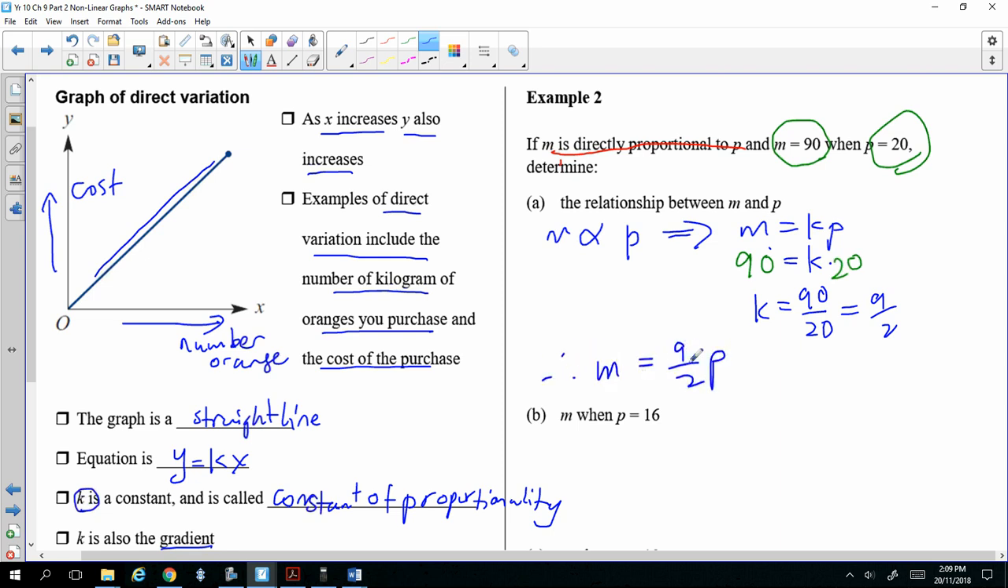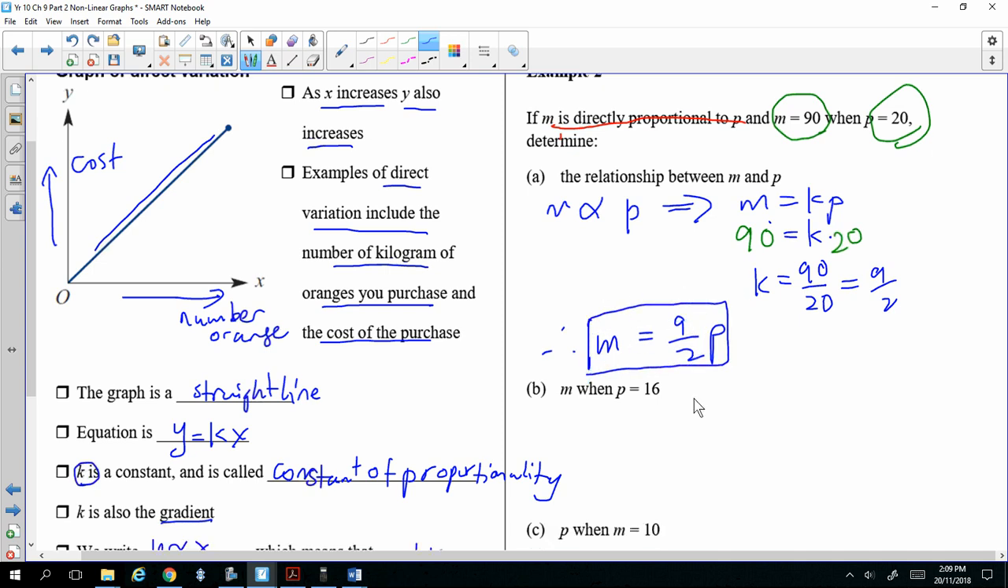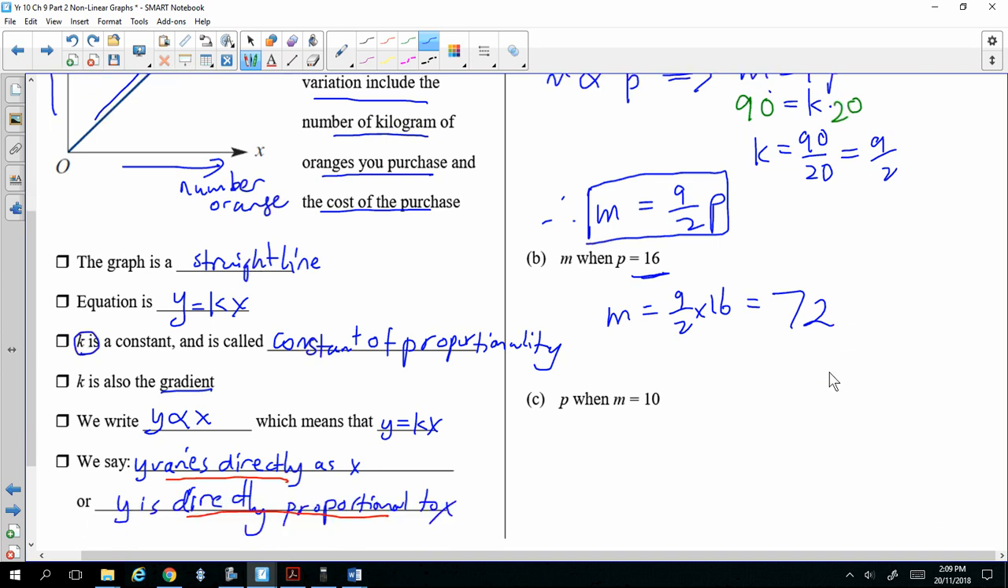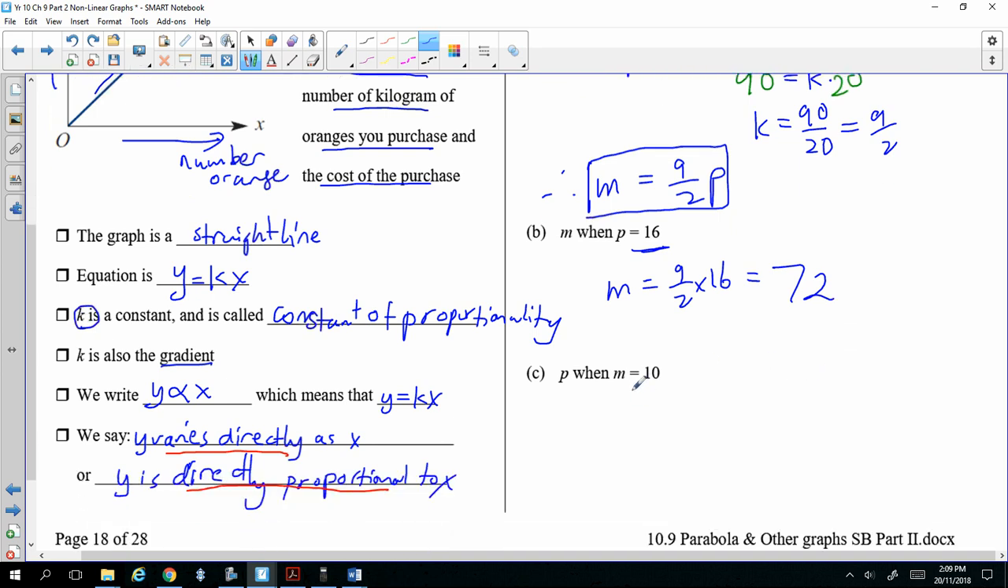Right? And then we use that formula to answer the next 2 questions. So find m when p is 16. So you go m equals 9 over 2 times 16. That will be 8 times 9, 72. Once you've got the formula, you can work out the value of m. Or alternatively, given m, you can work out p. So therefore, 20 equals 9p over 2, p equals 40 over 9. Okay, good. So that's done. Any questions?